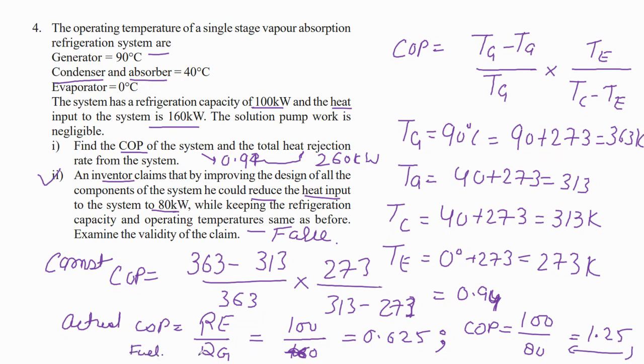तो इन्वेंटर्स जो होते हैं वो इस तरह से डिज़ाइन करते हैं सिस्टम को कि ये चीज़ कम करी जा सके. तो वही उस इन्वेंटर ने यहाँ पे क्लेम किया है कि उसने ऐसा सिस्टम बनाया है कि जो हीट इनपुट है वो कम है, वो 80 किलोवाट ही है, लेकिन ये क्लेम जो है उसका फॉल्स है.